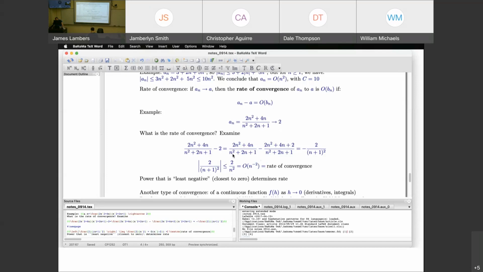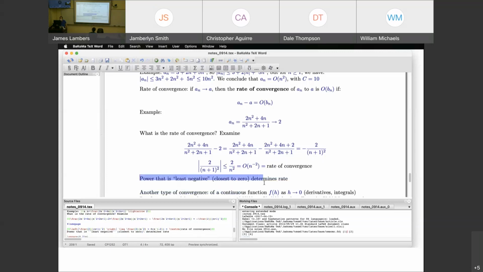Now, if you're not able to get a bound as simple as this, like maybe you have multiple terms, the power that is closest to 0 determines the rate of convergence. So for example, if I had big O of, say, n to the minus 2 plus n to the minus 3, well, n to the minus 2 is larger than n to the minus 3. It's going to 0 more slowly. So the term with the power closest to 0 becomes dominant. So that's how we determine rate of convergence if there's more than one term in this expression.